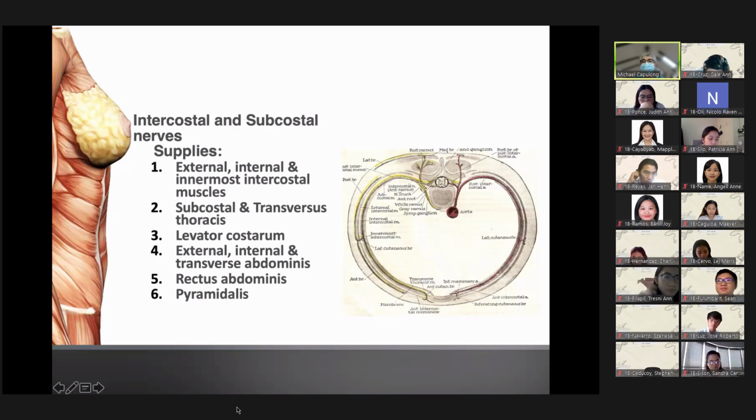So what does this tell you? It will tell you that the nerves here will also be the nerves responsible for supplying the anterior abdominal wall, all the way down to the pelvis. So pretty much the same as how your internal mammary artery, or your internal thoracic artery, will be supplying the anterior abdominal wall via your superior epigastric artery.